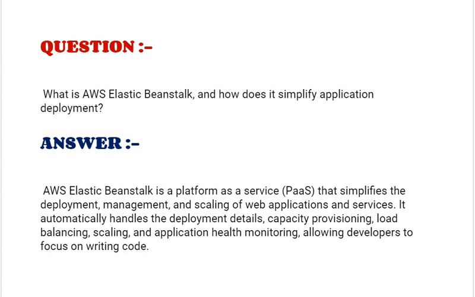Our next interview question is: what is AWS Elastic Beanstalk and how does it simplify application deployment? Your answer should be: AWS Elastic Beanstalk is a platform as a service (PaaS) that simplifies the deployment, management, and scaling of web applications and services. It automatically handles the deployment details, capacity provisioning, load balancing, scaling, and application health monitoring, allowing developers to focus on writing code.